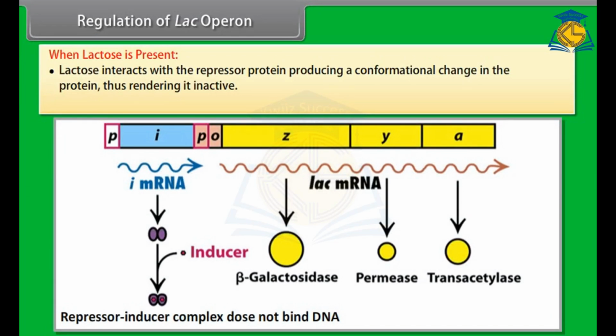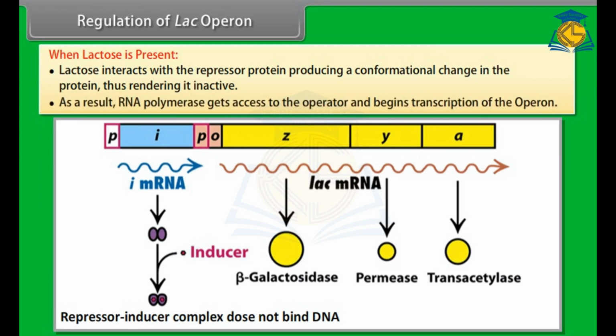When lactose is present, lactose interacts with the repressor protein, producing a conformational change in the protein, thus rendering it inactive. As a result, RNA polymerase gets access to the operator and begins transcription of the operon.